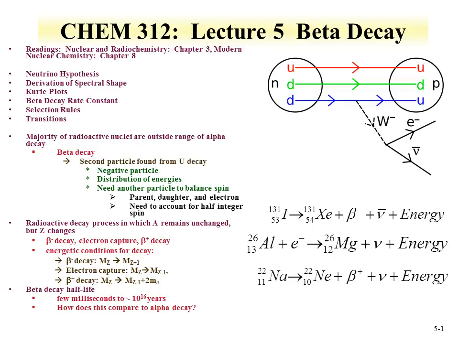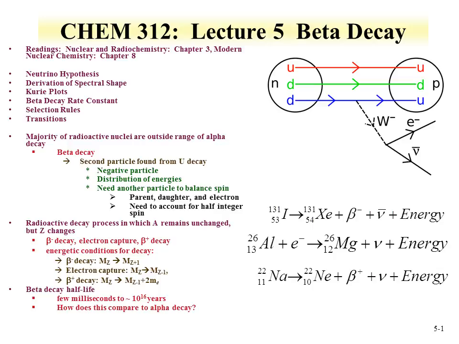Now, the majority of radioactive nuclei are outside the range of alpha decay, which we've already discussed, so beta decay is actually a pretty large region. It was the second particle found from uranium decay, described as negative particles, as we talk about beta decay from the electron. There's a distribution of energies as opposed to a single energy peak, and that actually goes into the neutrino hypothesis.